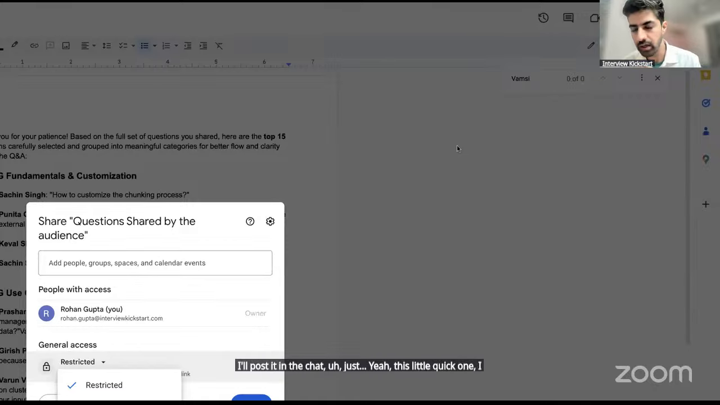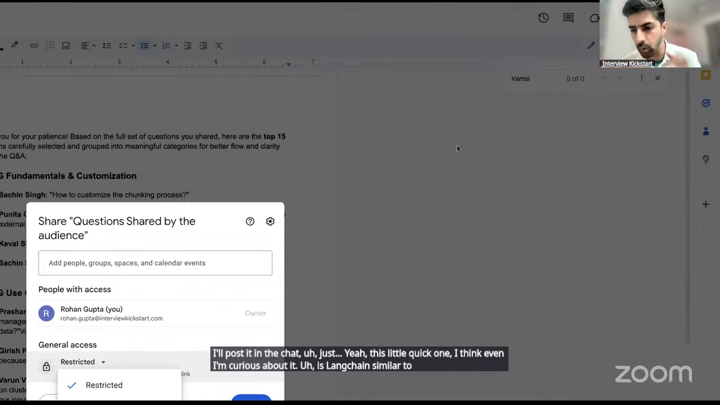I think even I'm curious about it. Is LangChain similar to n8n? If not, what is the difference? How do you differentiate between the two?